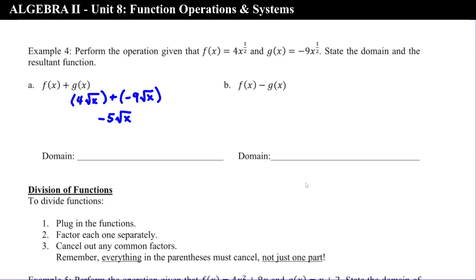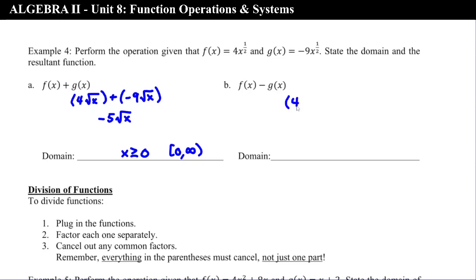What is the domain of this? Well, we know we can't have a negative number under the square root, so our domain is going to be all values of x that are greater than or equal to 0. You can also write this as 0 to infinity, where you include the 0, because you can take the square root of 0. It's just 0. All right, let's do the next operation where we subtract.